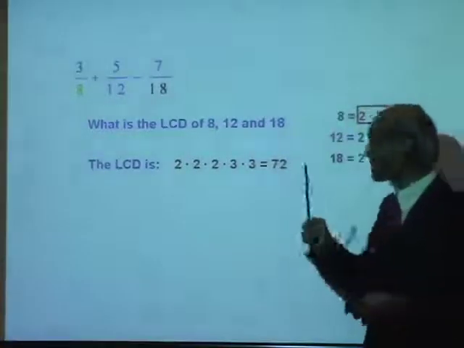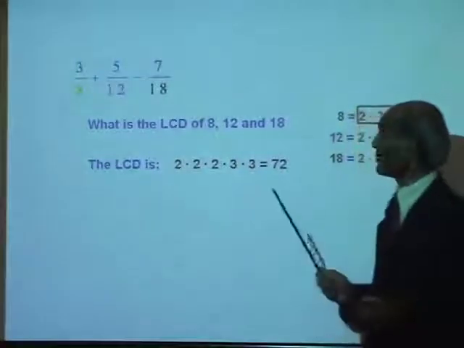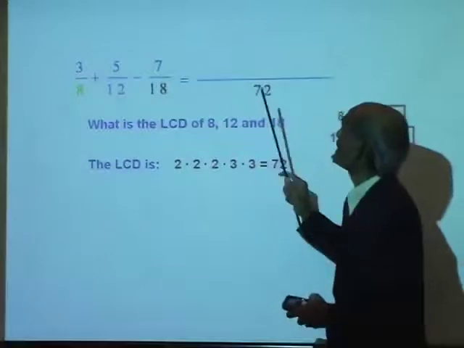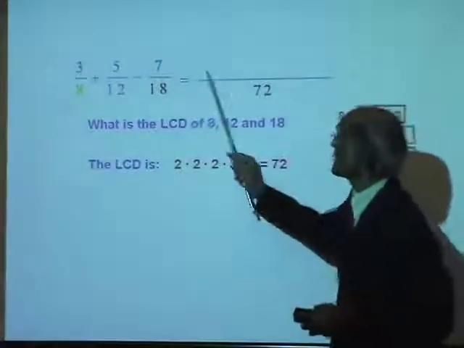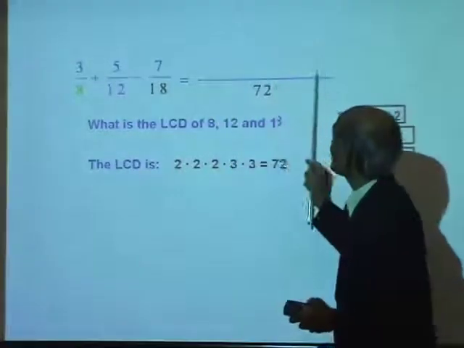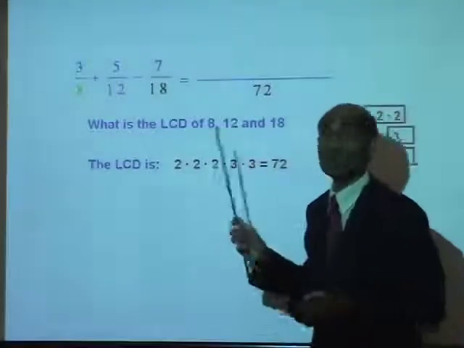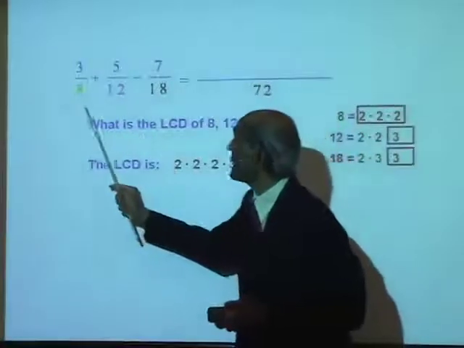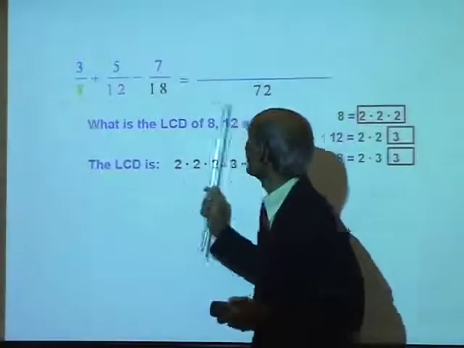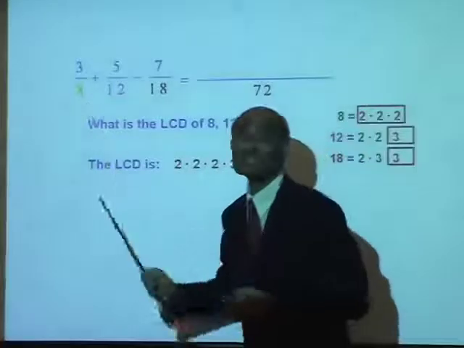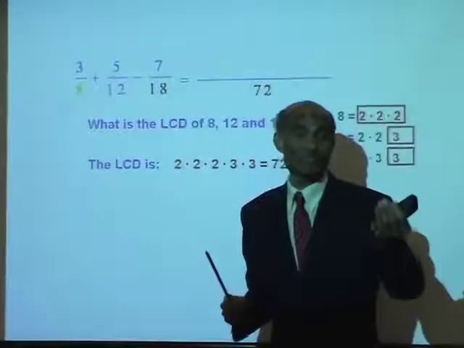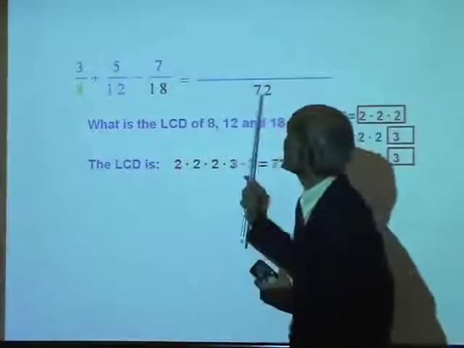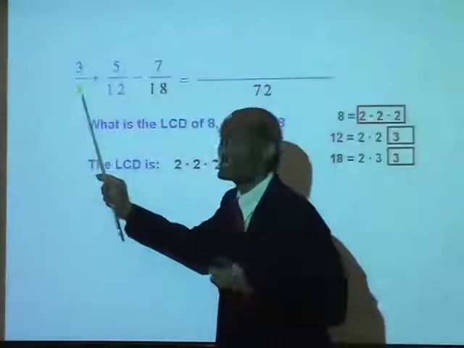Okay, now we got the LCD as 72. What's the method? Come here and put down that LCD. That is 72. Okay, can you help me construct the numerator? How are we going to construct the numerator? Go like this. 72 divided by 8. Start with the first denominator. What is 72 divided by 8? Anybody knows? 8 goes in 72 9 times. So 72 divided by 8 is 9.